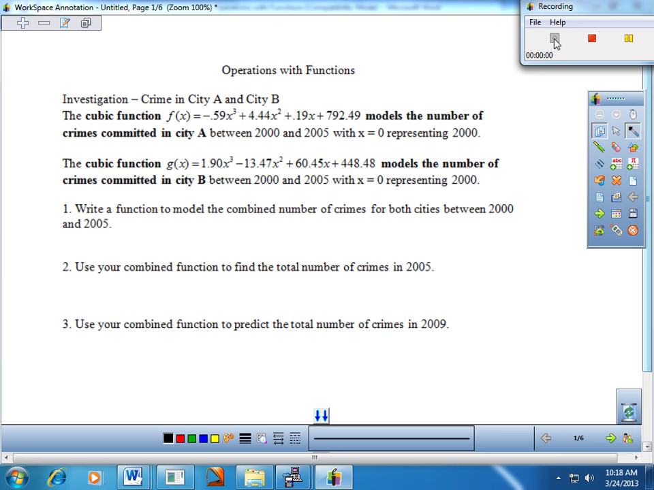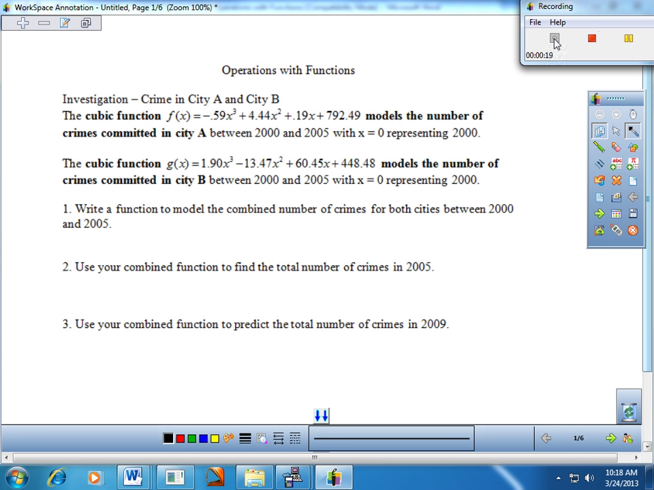Welcome. The title of today's lesson is Operations with Functions. Just like we can perform the 4 basic operations on numbers, we can perform the 4 basic operations with functions, and that's exactly what we will be doing today. Addition, subtraction, multiplication, and division.